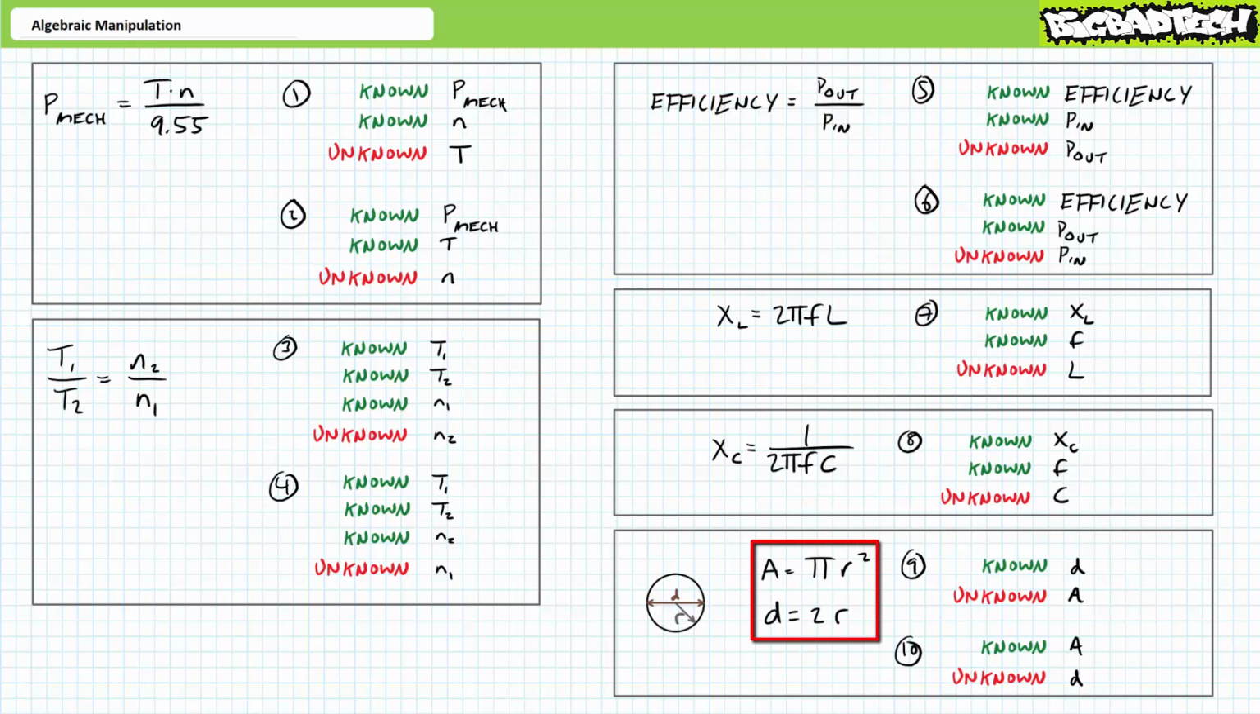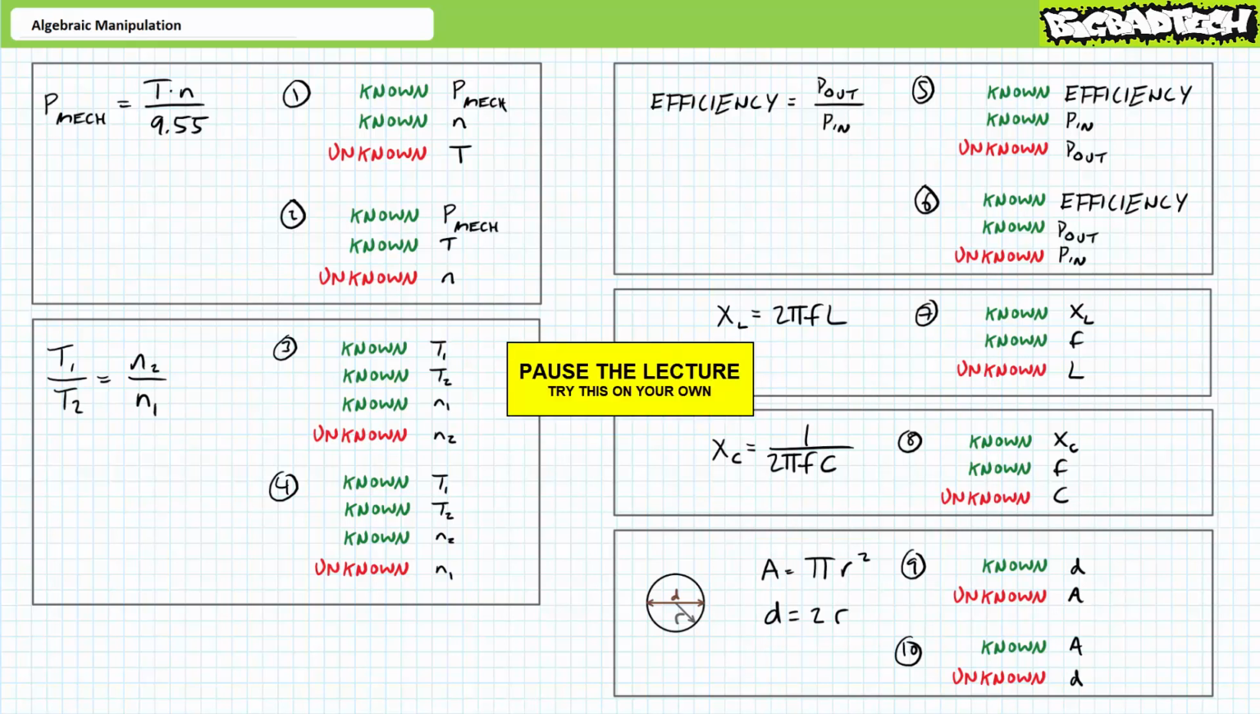Lastly, given a circle with area of pi times r squared, and the fact that diameter is 2 times the radius, problem 9 is asking us to solve for area in terms of diameter. And problem 10 is asking the reverse. Solve for diameter in terms of area. By all means, pause the lecture and try this on your own.